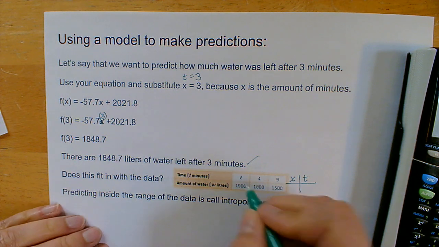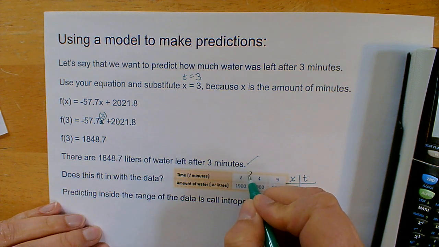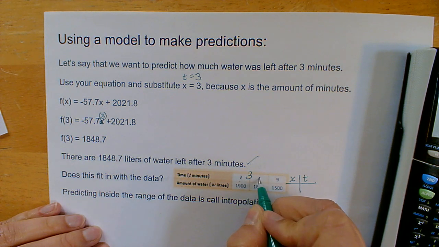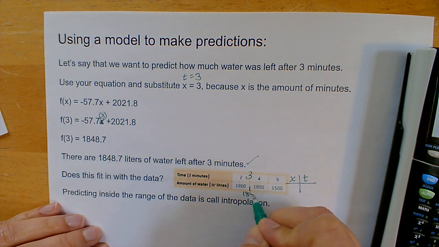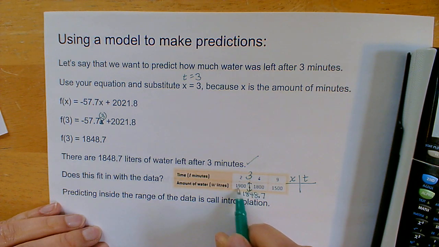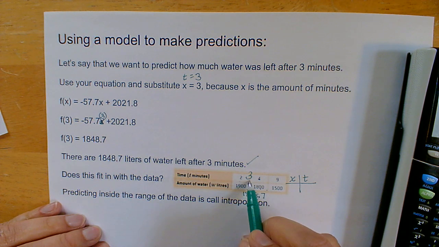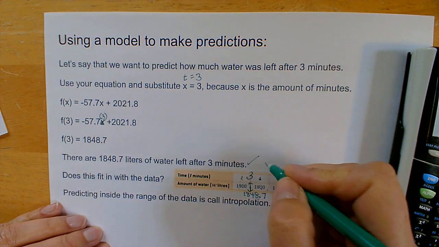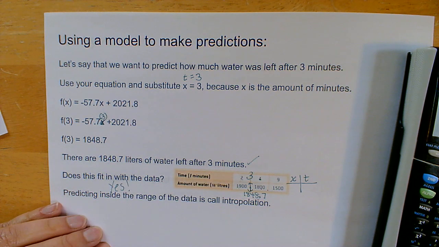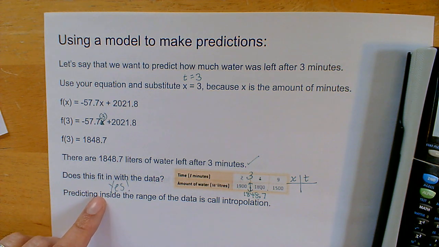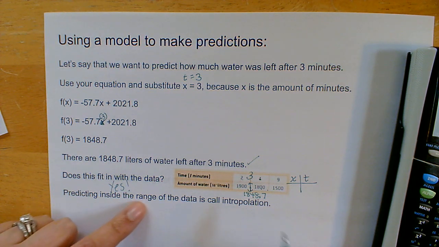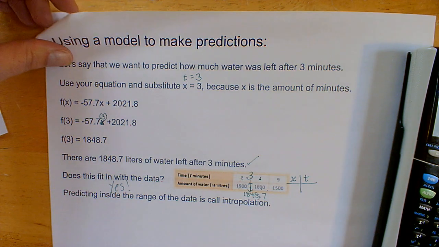Well, let's see. Here's my minutes. So my 3 would be right in between my 2 and my 4, which means my answer, 1848.7, would be fitting in between 1900 and 1800. Well, 1848.7 does fit in between these two numbers. My number 3 does fit in between these. So yes, it fits. And that's what I really mean by does it really fit? Yes, it really fits. This is called interpolation. Predicting inside the range of the data is interpolation.